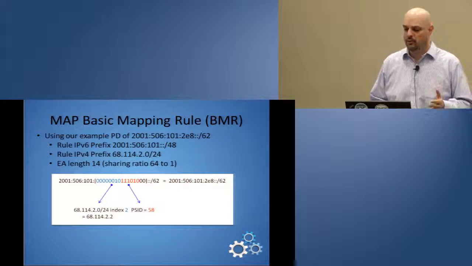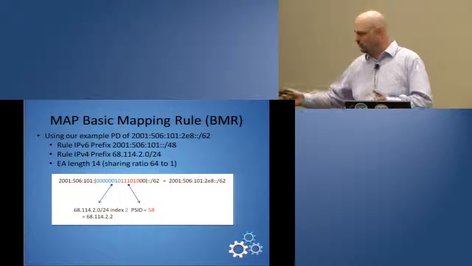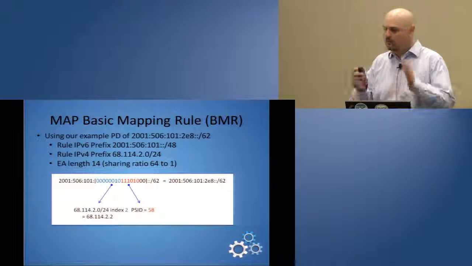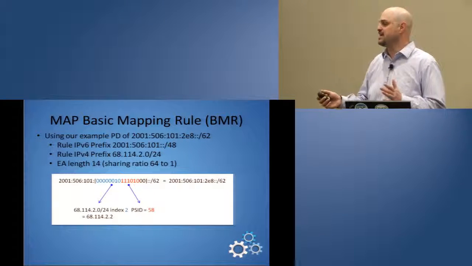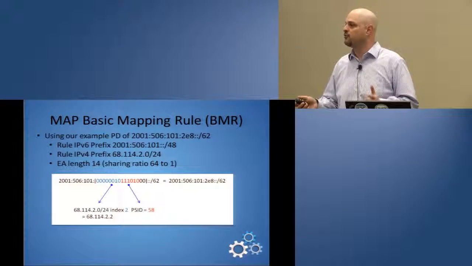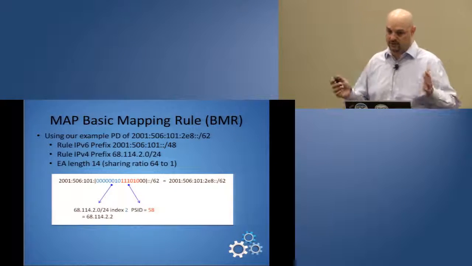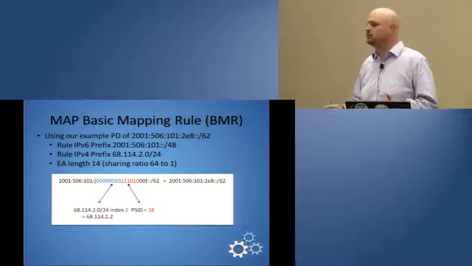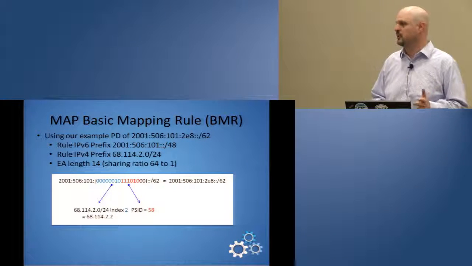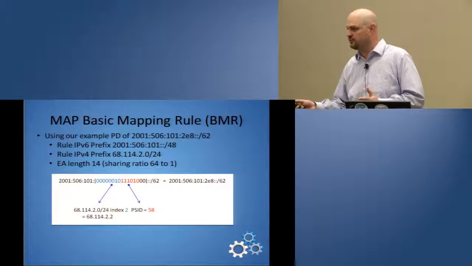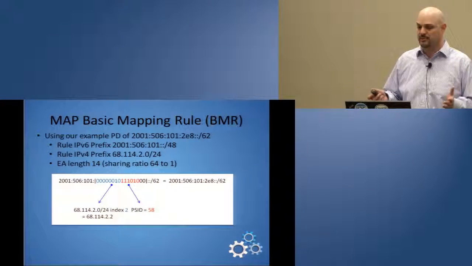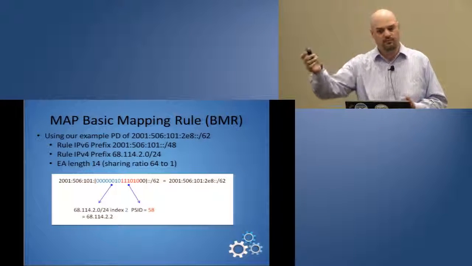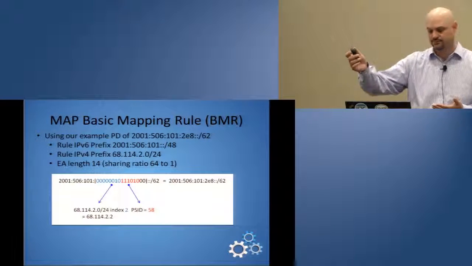We know that we are trying to represent a /24, as I mentioned before. So we know the first 8 bits is going to be an index into the IPv4 address that we're going to use. Since we're using 68.114.2.0/24, index value 2 is 68.114.2.2. Now the CPE knows what address it should be using for its public IP address.